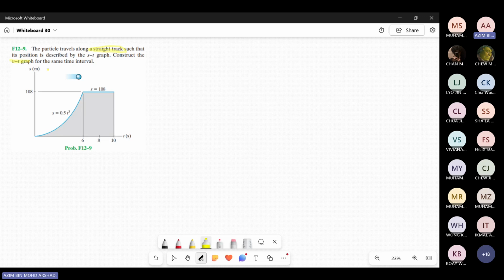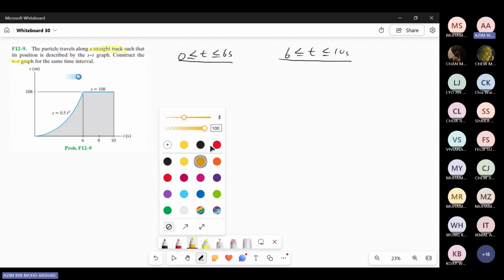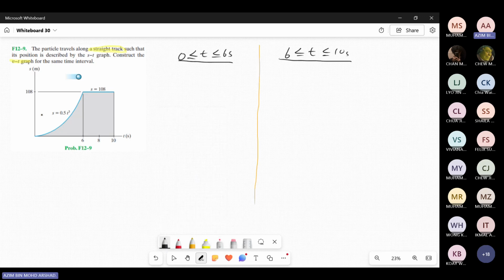So we need to construct the v-t graph. This is similar to the one we did just now. We have the first part, 0 to 6 seconds, and then we have 6 to 10 seconds. But this time we have two different types of plot. The first one is s equals 0.5 t cubed. The second one is s equals 108. So this is not a quadratic function, this is a third order polynomial equation, but it's the same. You don't have to worry about this.